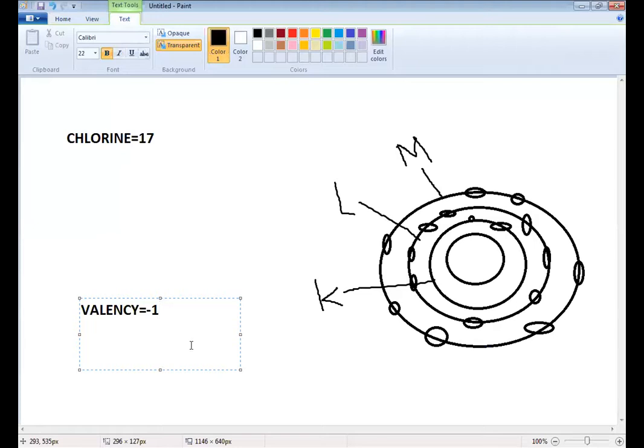Is it clear? Now, those elements which accept electrons have a negative charge, and those elements which donate electrons have a positive charge. Is it clear?